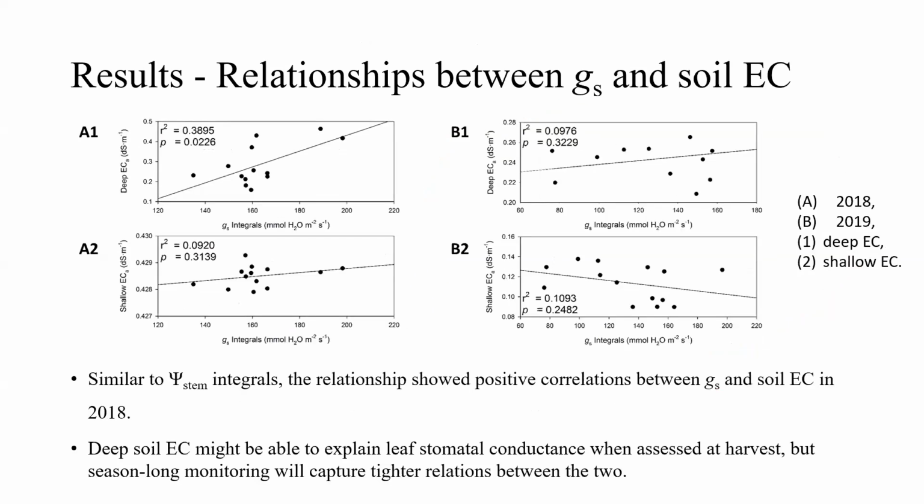Similar to stem water potential intervals, the relationship between the ECA and the stomatal conductance intervals showed a positive correlation between these two parameters in 2018, particularly with deep ECA, where the correlation was significant with a p-value of 0.02. In 2019, deep soil ECA showed a similar trend with stomatal conductance intervals. However, the relationship between them was not significant again. The shallow ECA was not related to stomatal conductance intervals in the second season.